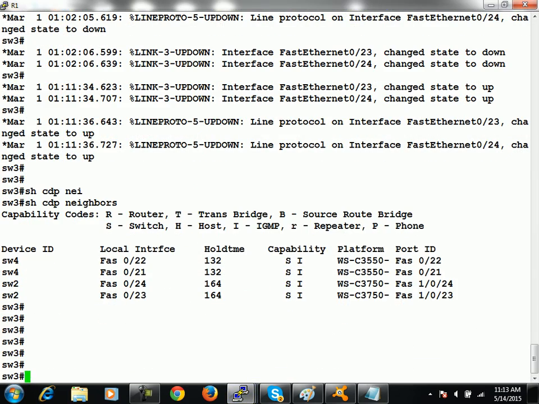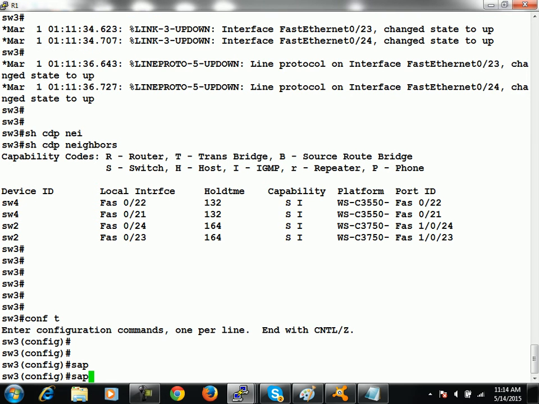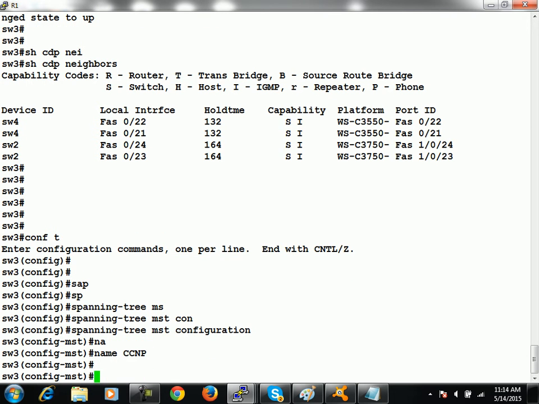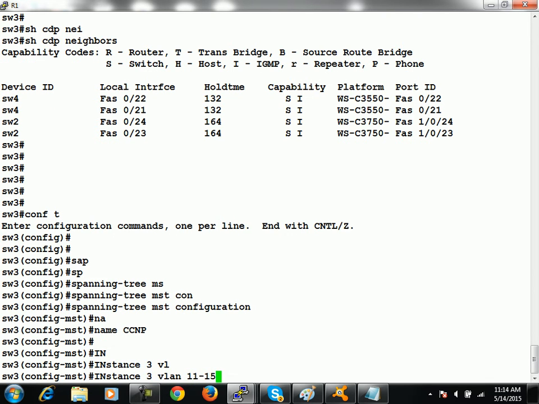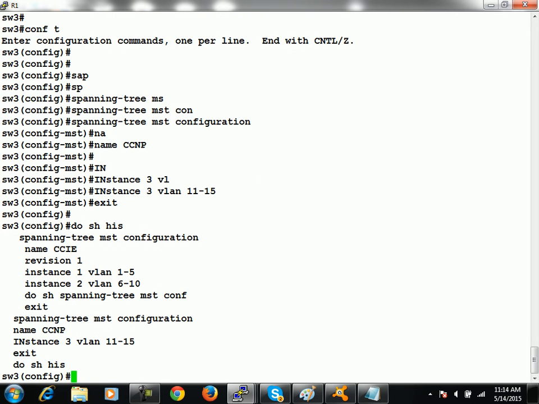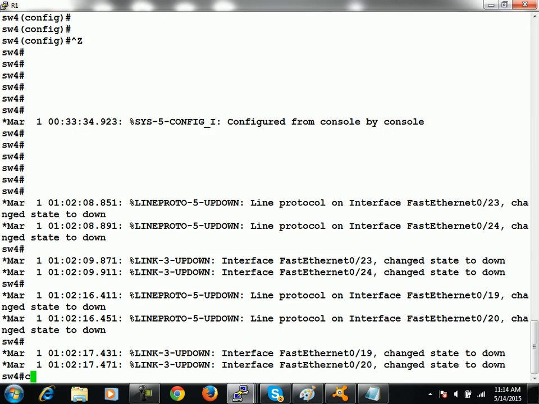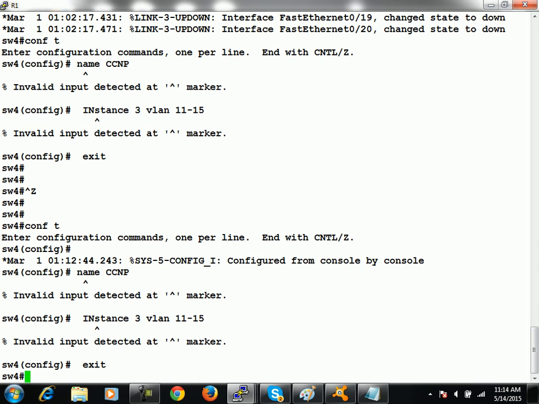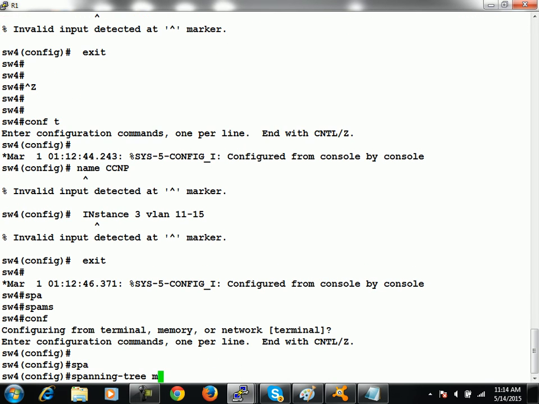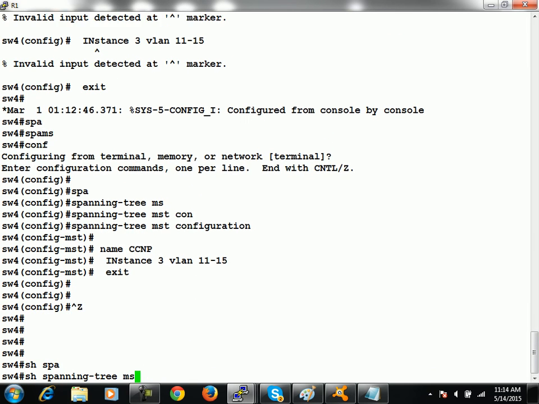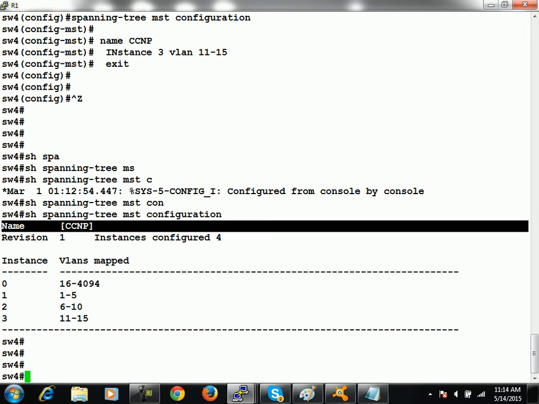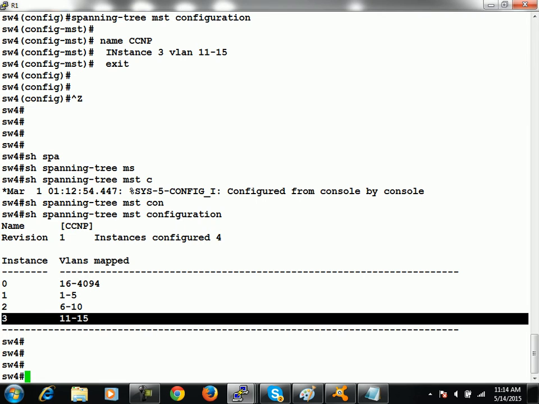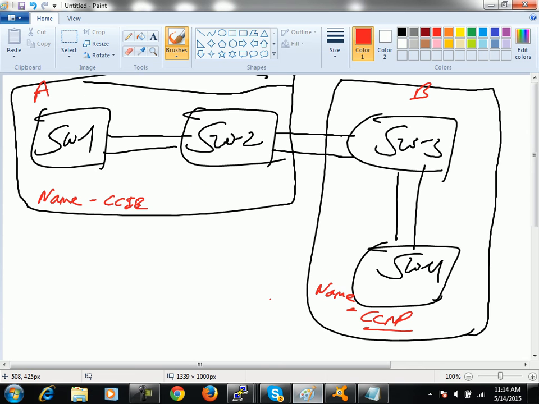Now I'm going to modify their attributes. Like on switch 3, its name must be CCNP. So spanning-tree mst configuration, name CCNP. We can also create some more instances as well, like instance 3, VLAN 11 to 15. Do show history, just copy and paste on switch 4. Now its name has become CCNP. And we have also created another instance of MST, which is instance 3, and we have mapped VLAN 11 to 15 into this instance of MST. Fine. However, on switch 1 and switch 2 we are still having only two instances of STP, is not it? I mean two instances of MST or whatever it is.